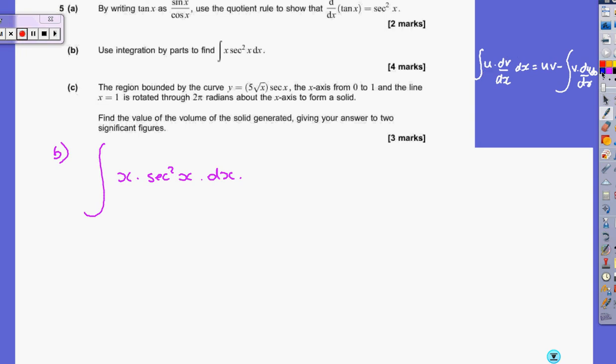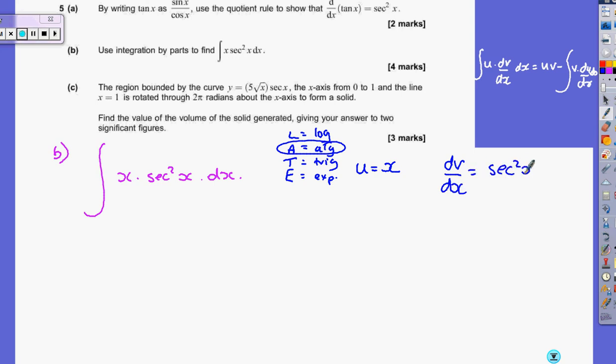So if I'm looking here, and remember when you're integrating like this, we would always look for LATE. So this is what the u is. If there were logs, u is the log. If there's algebra, u is algebra. If there's only trig, u is trig, and then exponential is the last one. So here, there's only algebra. So u is, well, no, there's algebra and trig. So u is x, and the other term, which is the dv by dx, is sec squared x.